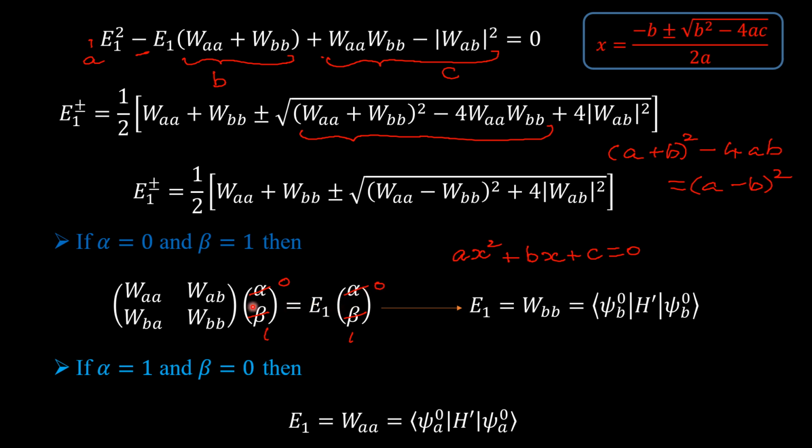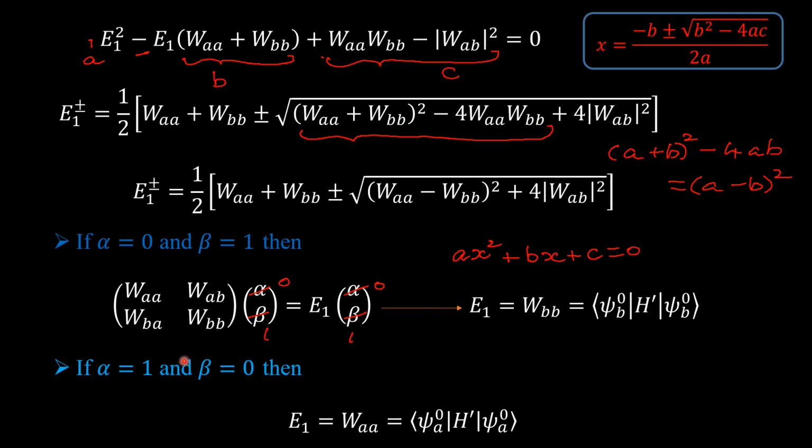E1 into 0 is 0. So you take second row, this column. So W_PA times 0 is 0, W_PP times 1, W_PP. So E1 is equal to W_PP, which is defined as psi_P^0 H prime psi_P^0. We got defined just now, H prime. It resembles the non-degenerate case, non-degenerate perturbation.